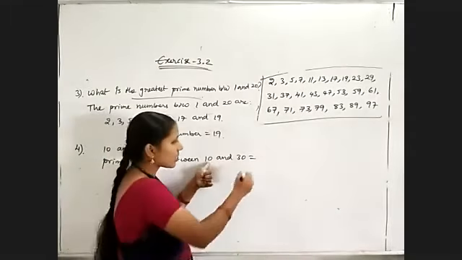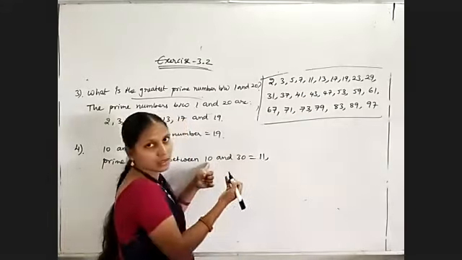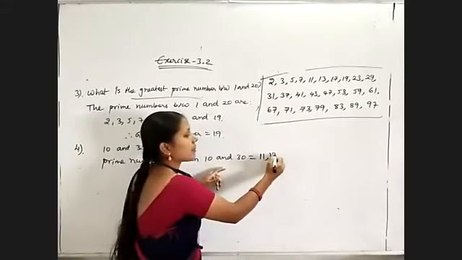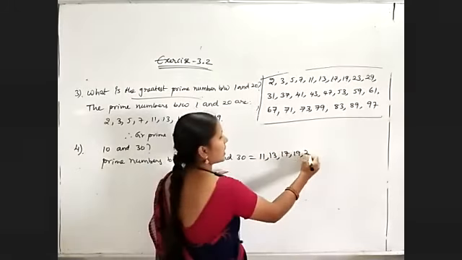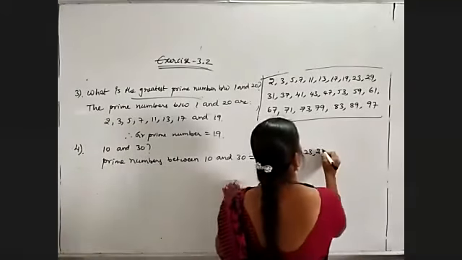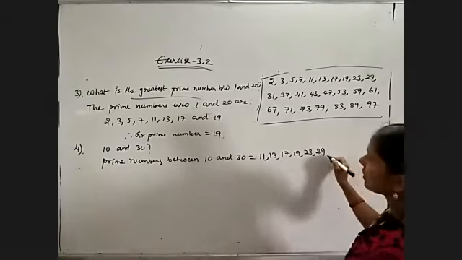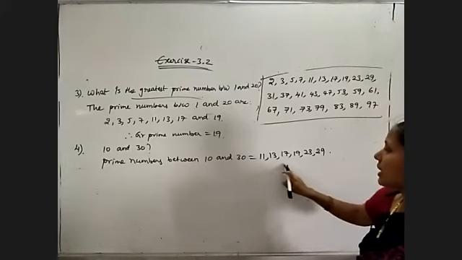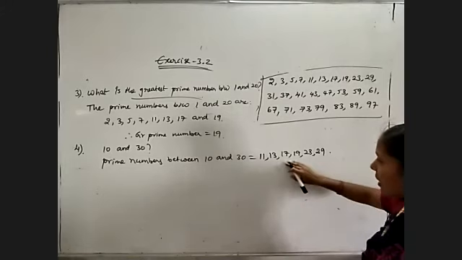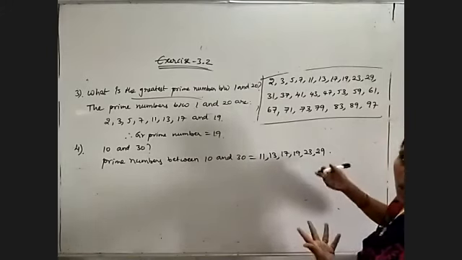Observe. After 10, 11 is a prime number. Okay. 13 is a prime number. 17 is a prime number. 19 is a prime number. 23 is a prime number. 29 is a prime number. Till 30 only we need to write. So the prime numbers between 10 and 30 are these. So whatever numbers are missing, all those are composite numbers.